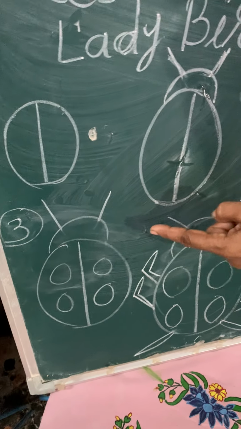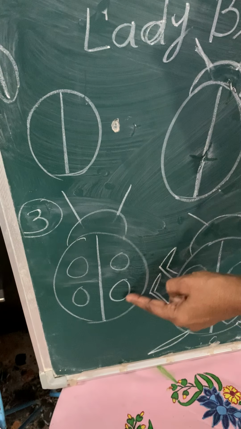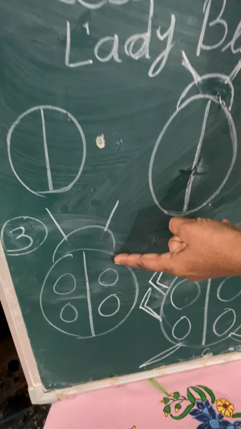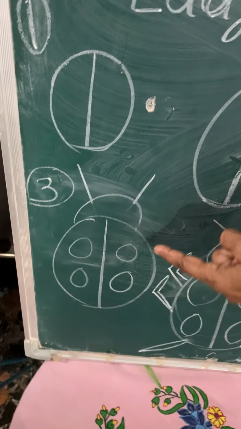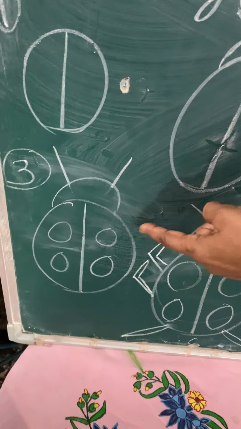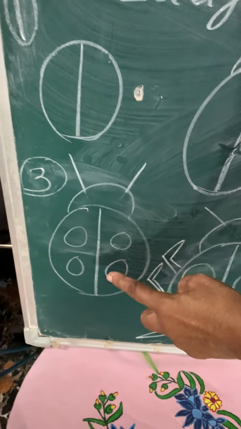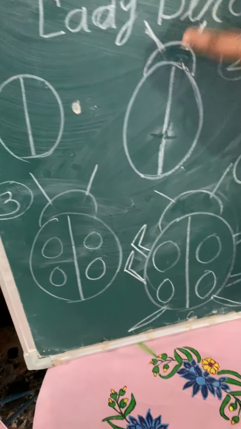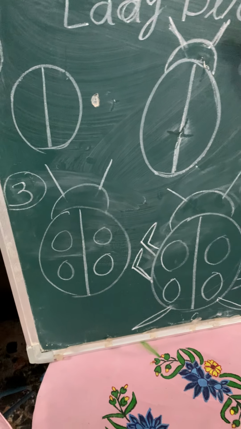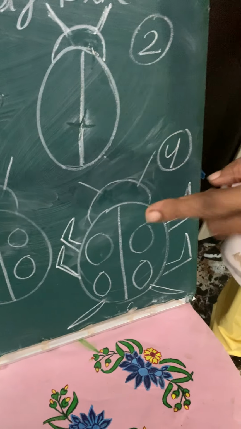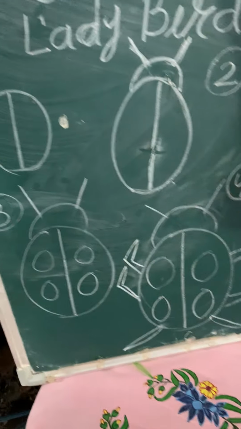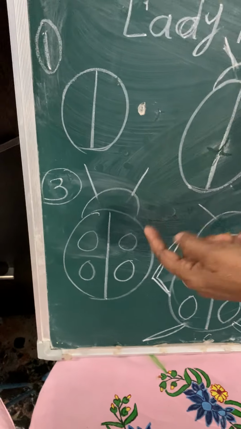what are the new things? We draw here 4 small circles. These circles are called the spots. These spots are on the body of the ladybird. And our last step is we again repeat our first step, then second step, then third step.